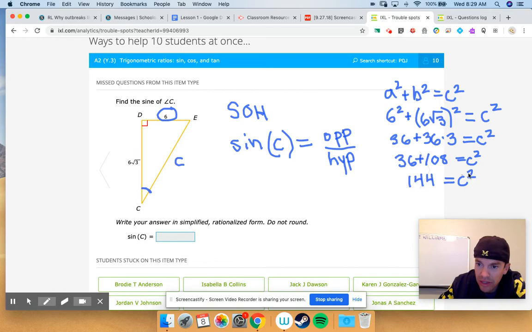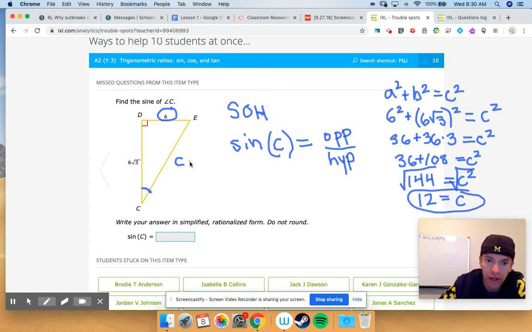Okay, now to get rid of this squared, I can take the square root, and that'll cancel that out. So I'll just have C by itself, and then the square root of 144 is 12. Okay, so that is equal to C. So I know this side is now 12, and I can set up my opposite over hypotenuse.